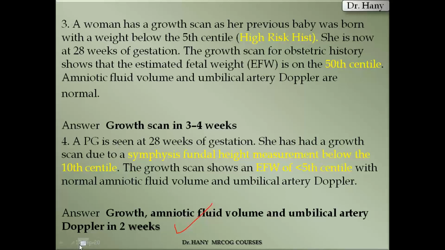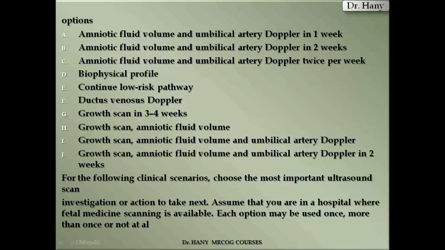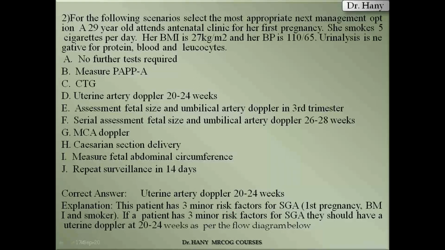Okay? I have a question about the second question, so previous slide. It said she had 3 minor risk factors. She has 3 minor risk factors, so she gets the uterine artery Doppler at 20 to 24 weeks. Yeah, but before uterine artery Doppler, we do the anomaly scan at 20 weeks, and if there is any echogenic focus in the bowel, then directly she goes to the major. Excellent. Then directly she goes, yeah.